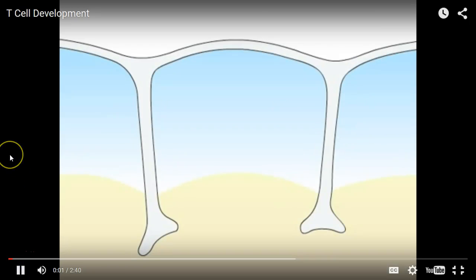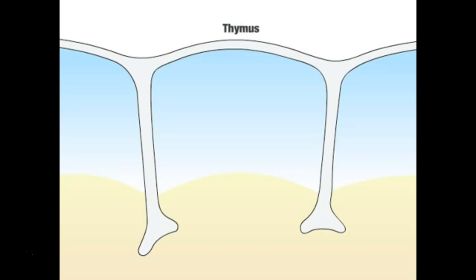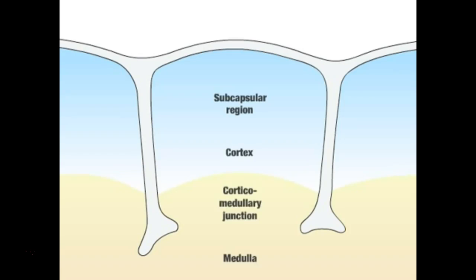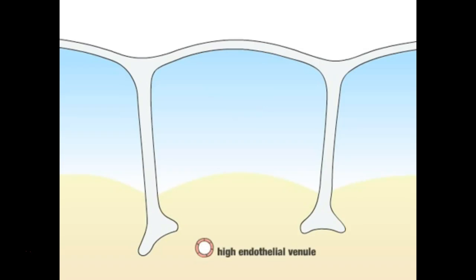T-cell development takes place within the thymus, a specialized organ where T-cell progenitors mature and differentiate. The thymus is divided into several different anatomical locations, and as thymocytes mature, they pass from one environment to another. T-cell progenitors enter the thymus through high endothelial venules and migrate to the subcapsular region, where these thymocytes start the process of maturation by rearrangement of their T-cell receptor genes.